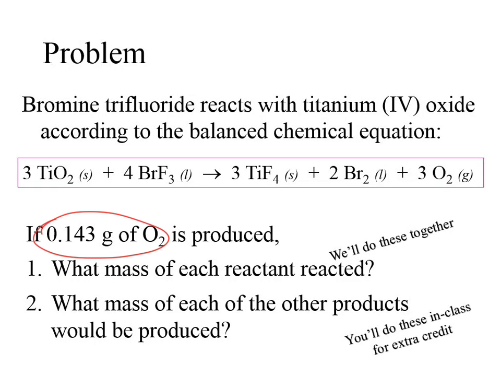So actually we have two parts. I'm going to call them 1A, question mark grams here for that reactant, and 1B, question mark grams here for that reactant. Okay, so we're going to do that right now. And then I'm going to turn you loose, and I've got calculators if you want to borrow one.